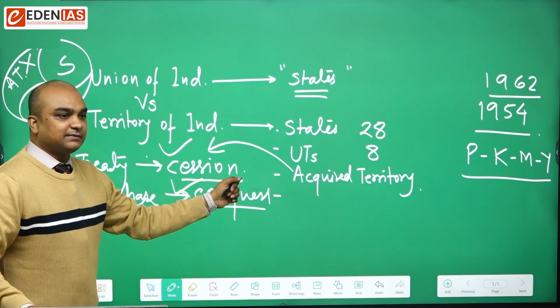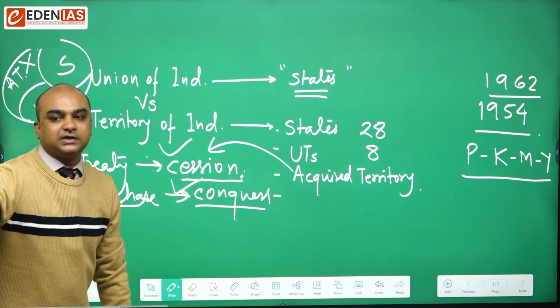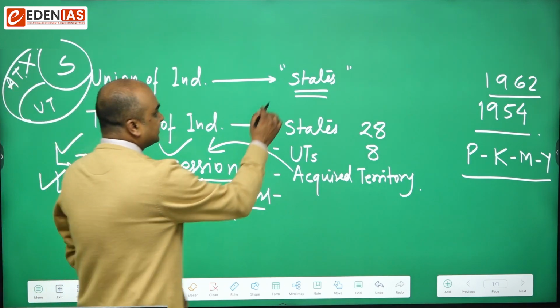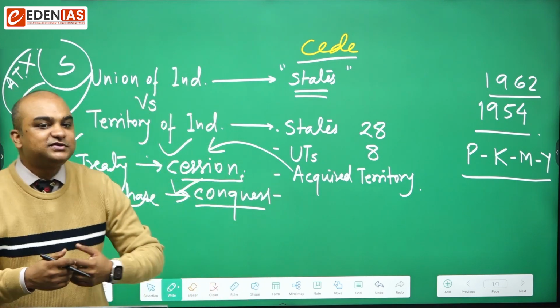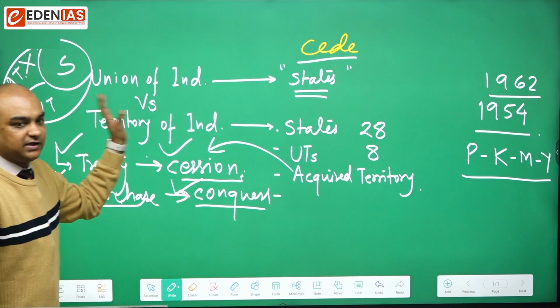Cession means suppose a foreign power was holding a particular territory and now gives up its claims on that territory. So that would be cession. Cession, जैसे हम बोलते हैं ना, आपने cede कर दिया. I mean, you ceded the ground to your opponent. So cession means formal giving up of rights.